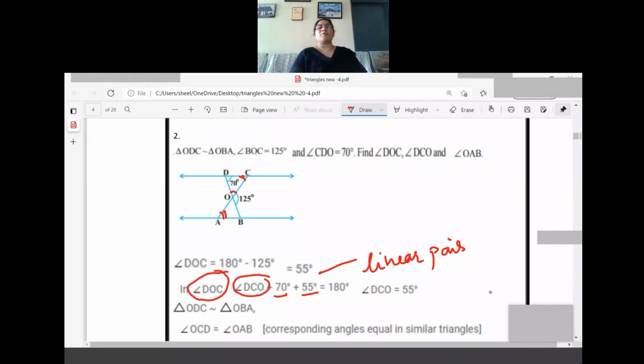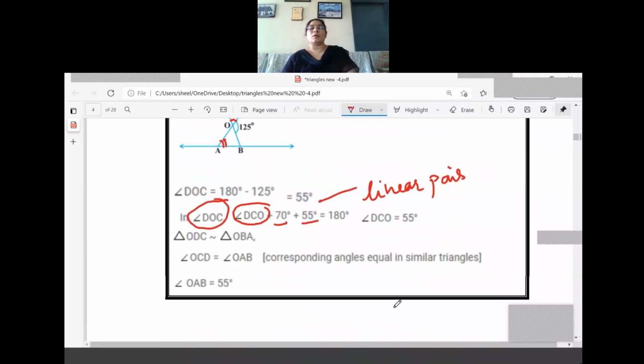But in the question itself, you have seen that triangle ODC is similar to OBA. So what is the correspondence you have seen there? Angle O equals angle O, angle D is equal to angle B, and angle C is equal to angle A. Angle A means which one? Angle OAB only, right? That means angle OCD equals angle OAB.